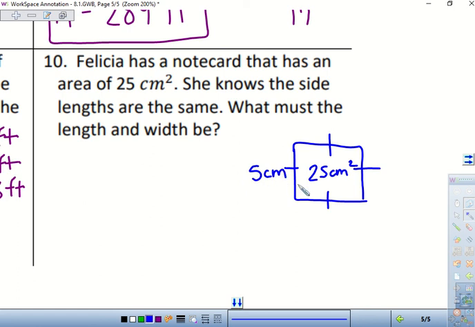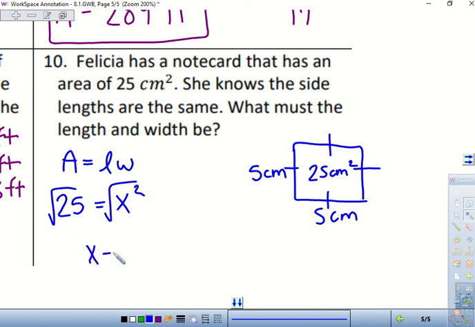Good, so it would have to be 5, right? Because the area of a square is equal to length times width. So if the area is 25 and the length and width are the same, that's 25 equals x squared. Take the square root of both sides, x equals 5 centimeters. So the length and width would both be 5 centimeters. So does everyone understand how we had to work backwards on that one? Yeah. Okay.